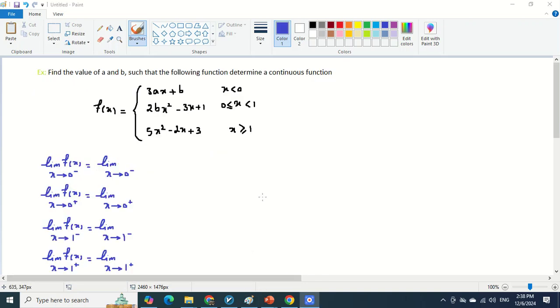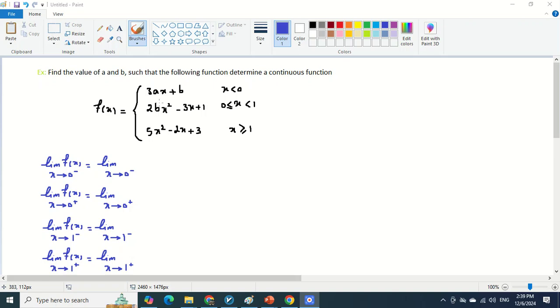So let us take a look at one classic example of a continuous function. In the question, they ask you to determine the value of a and b such that the given function is continuous. As you can see, this function has three relations: for x less than 0 I have one relation, for x between 0 and 1 we have another relation, and for x greater than 1 we also have 5x squared minus 2x plus 3 as a condition for this function.